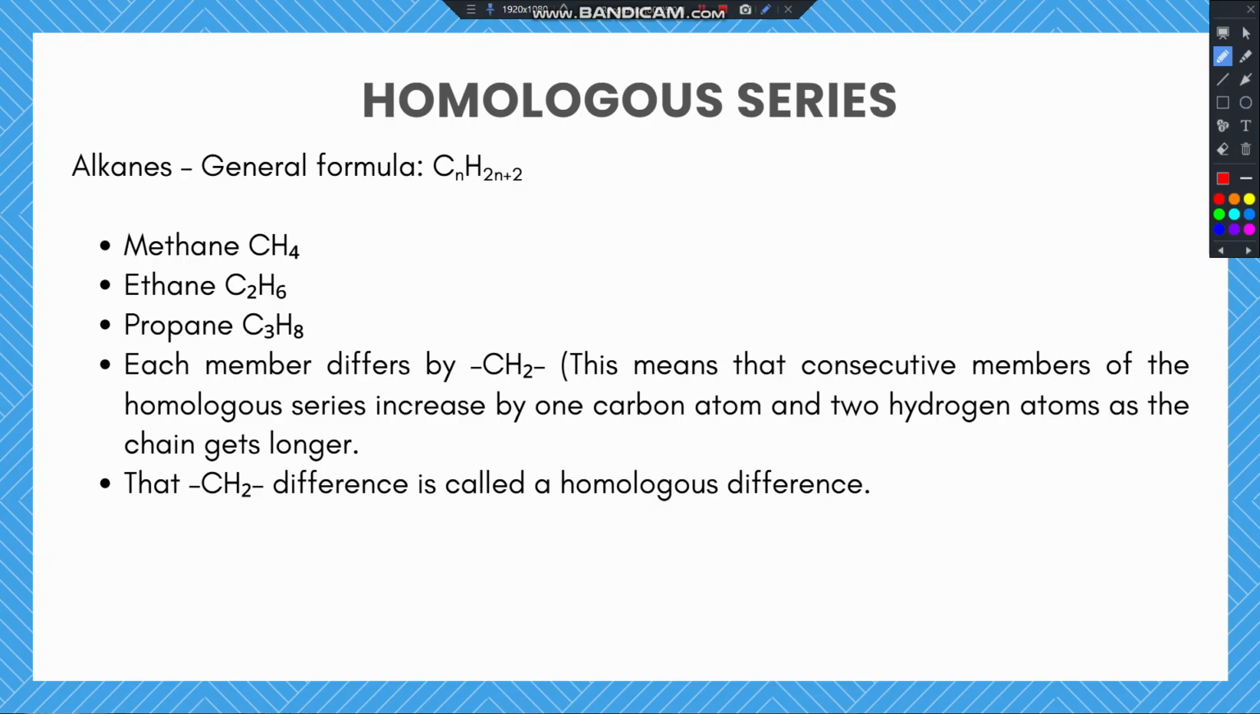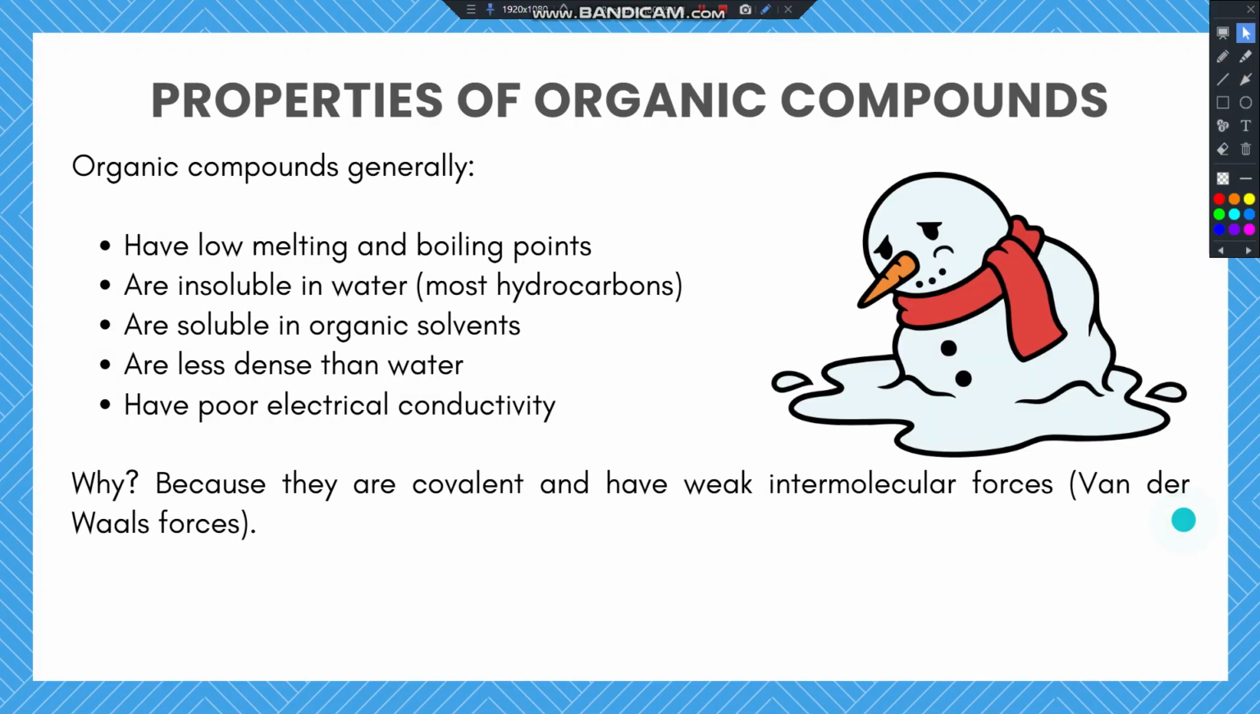The next member following the previous one has a difference of CH2, and that difference is called a homologous difference, and it is unique to the alkane family.